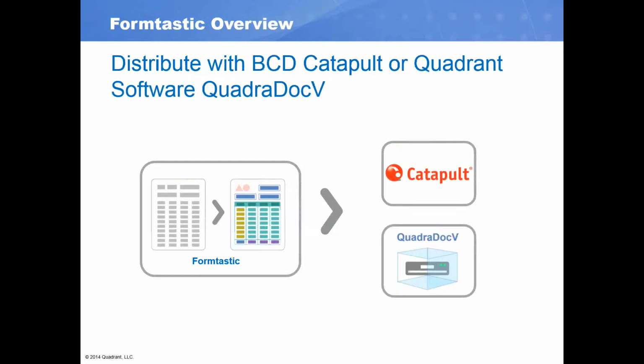Formtastic also integrates with our enterprise document distribution and fax solutions, QuadraDoc V from Quadrant, and Catapult from BCD. These are both powerful enterprise-level distribution solutions for faxing and emailing that can greatly enhance Formtastic's native distribution. And of course, the real beauty behind Formtastic is there's no actual coding required to implement any of the functionality we've talked about. It's actually really easy to create and manipulate the design templates, and I'll show you how in a few minutes on the demo.